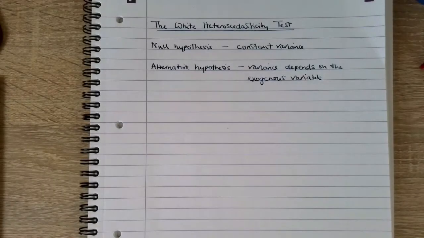In this video we're going to look at the White heteroscedasticity test. This is a test for the null hypothesis that the variance in our regression equation is constant against the alternative hypothesis that the variance depends on the exogenous variable or higher powers of the exogenous variable. This particular example we're going to look at the exogenous variable and its squared value.